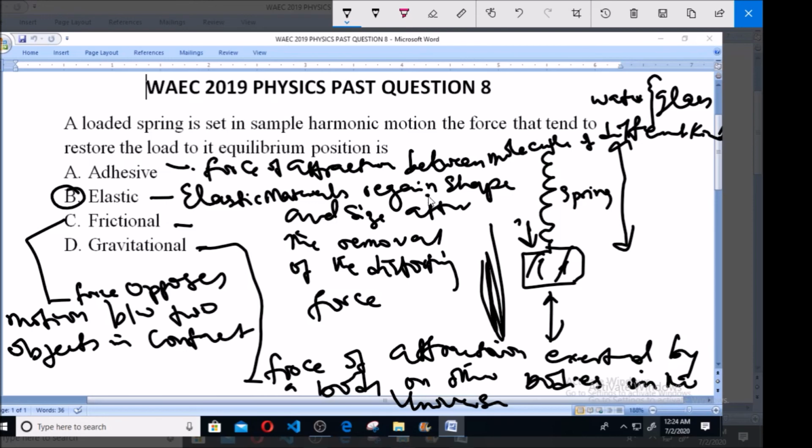So from here you can easily see that the elastic force is actually the force, because it is the one that makes a spring to regain back its shape once you remove your hand after pushing this down. So that makes option B the right answer.